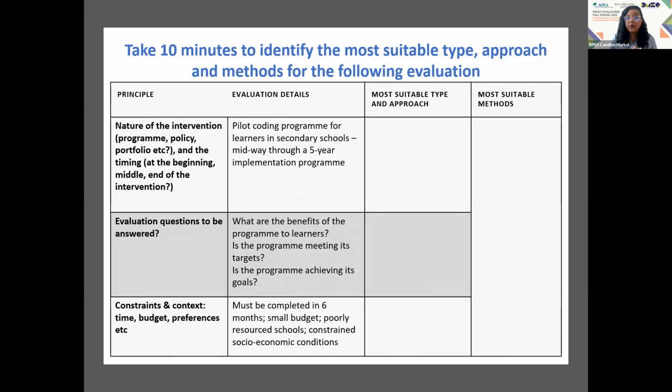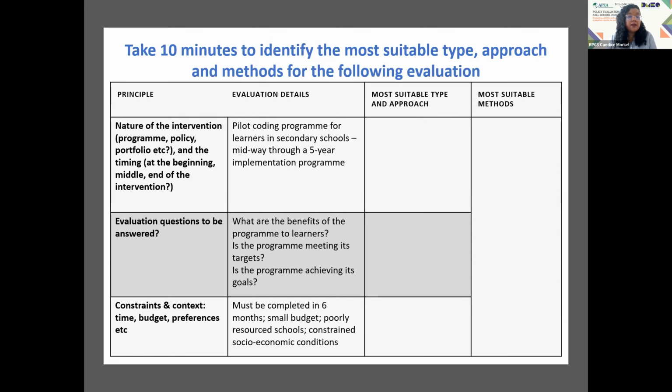So reading from the left are the principles in the bold text, and then the next column is the evaluation details. This evaluation is a pilot coding program for learners in secondary schools, and we are now midway through a 5-year implementation program. So that's the nature of the intervention. It's a pilot program, and we are midway through implementation. The second principle is, what are the evaluation questions to be answered? The questions we'd like answered are: what are the benefits of the program to learners? Is the program meeting its targets? Is the program achieving its goals?